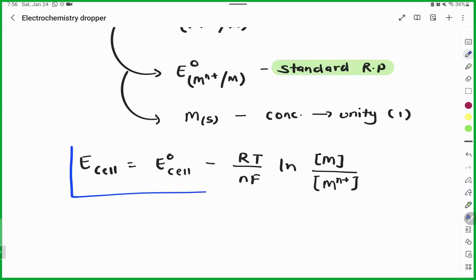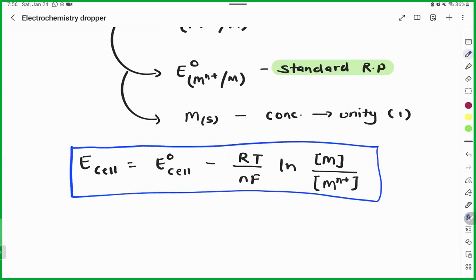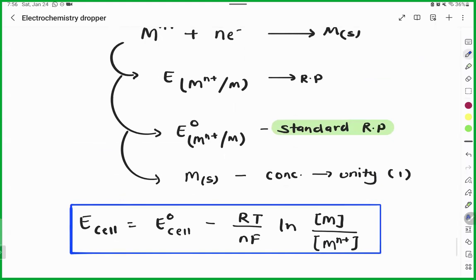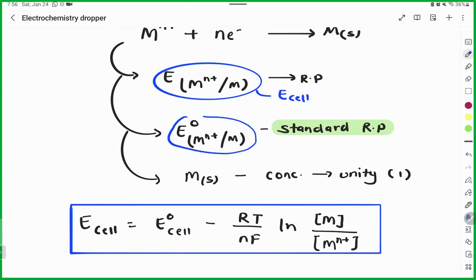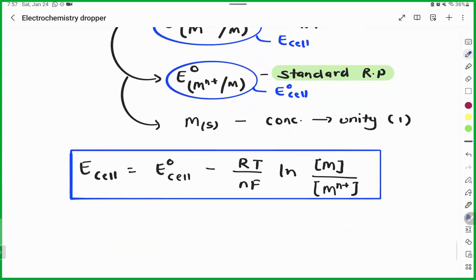You wrote the complete equation. E cell. What is E cell? Your E of M n positive to M is your E cell, the cell potential. What is E naught cell? Standard cell potential compared to the hydrogen. And whatever is given on your right hand side, you will write in the M above and Mn below.